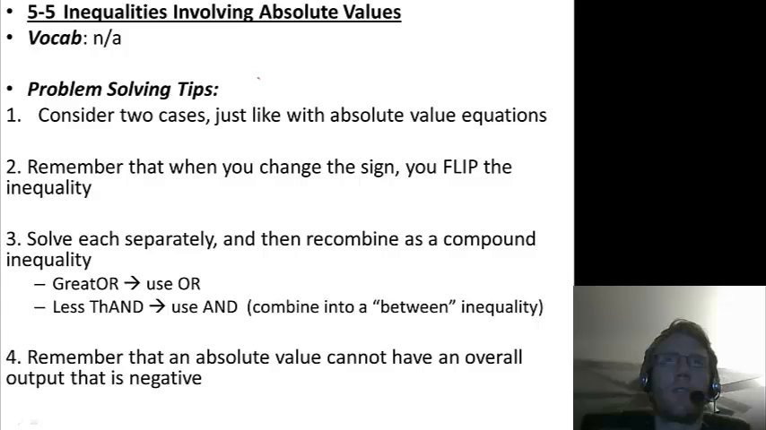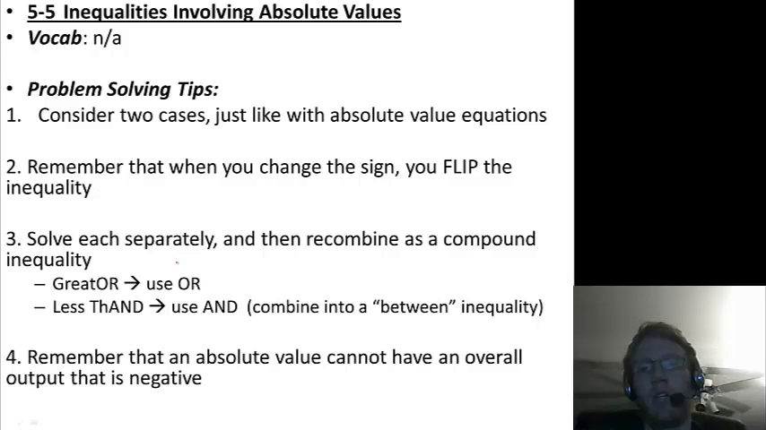Problem solving tips. With any absolute value problems, even before when we were doing equations, we had to consider two cases, one for the positive and one for the negative. So the same thing is going to be true here for inequalities. The other thing to remember though is that when you branch an absolute value, because you make one of the numbers negative, in this case you have to flip the inequality when you change the sign, because just like we learned before, multiplying by a negative number flips the inequality sign. So we'll see some examples where we have to do that.